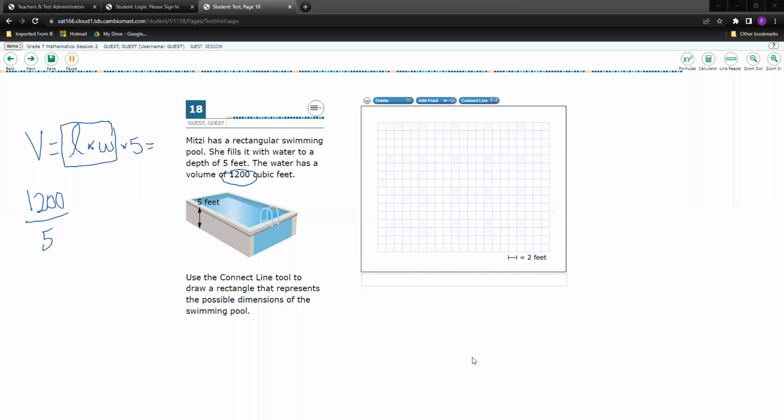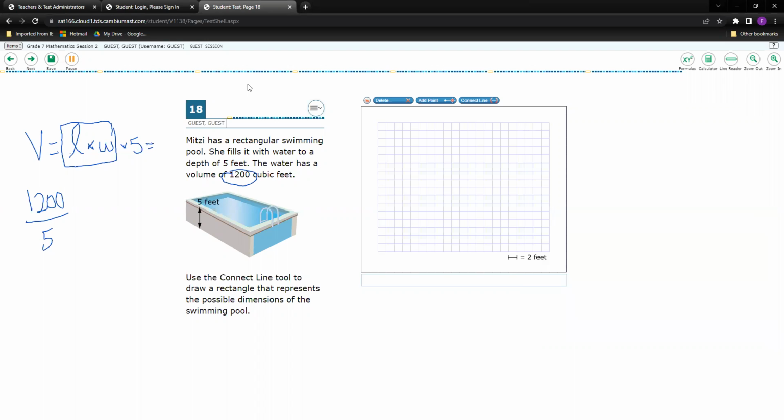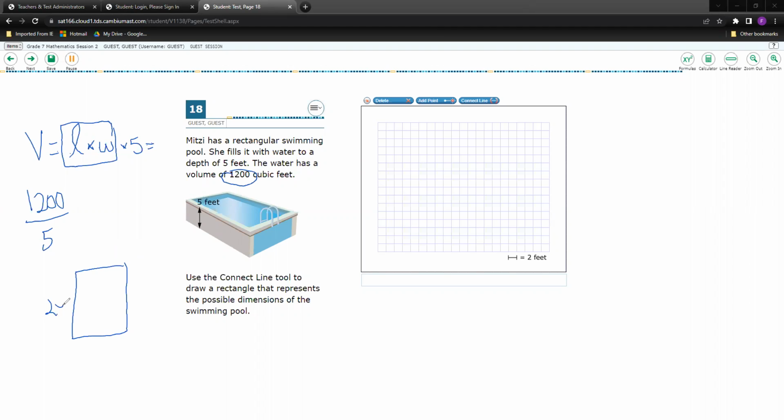Calculate 1,200 divided by 5. 240. So what length times what width can give me 240? Why don't we just do 24 and 10? So 24 times 10 could be my length times width. We could do many other factors. With 24, usually pools are so much longer, so that's fine, 24 and 10.